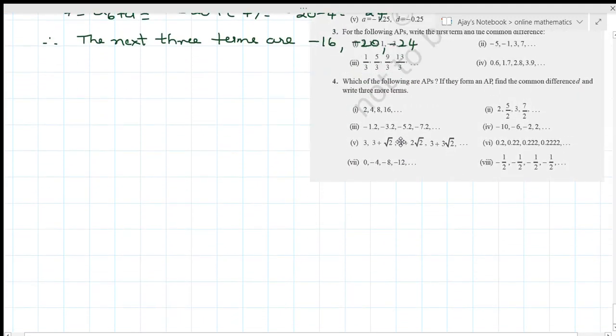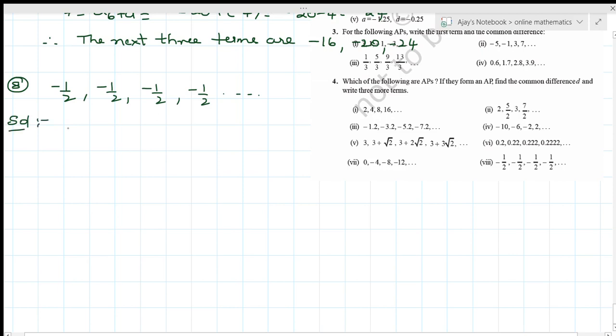So I have the last problem of this PDF, the 8th one, which reads minus 1 by 2, minus 1 by 2, minus 1 by 2, minus 1 by 2 and so on. First I have to check whether it is an AP or not. So I have to check the common difference, that is A2 minus A1, which is minus 1 by 2 minus of minus 1 by 2, which will be equivalent to minus 1 by 2 plus 1 by 2, since minus into minus is plus. So both cancel off and I get 0.